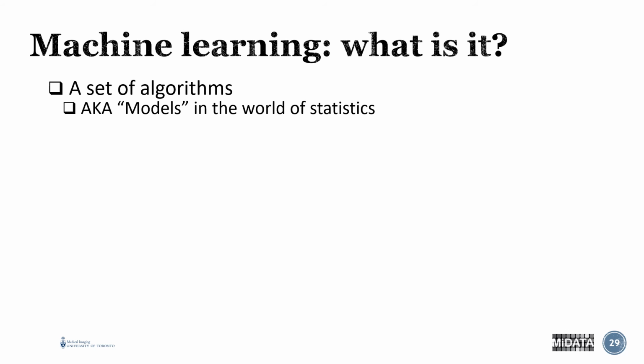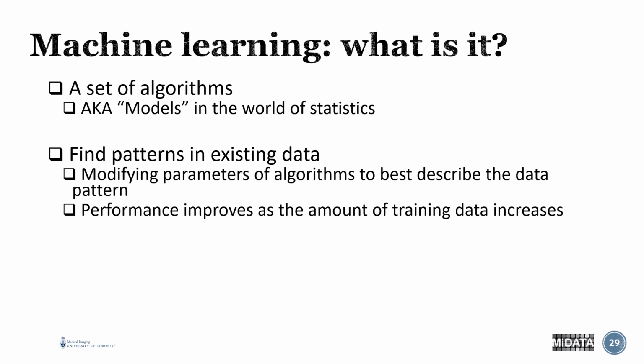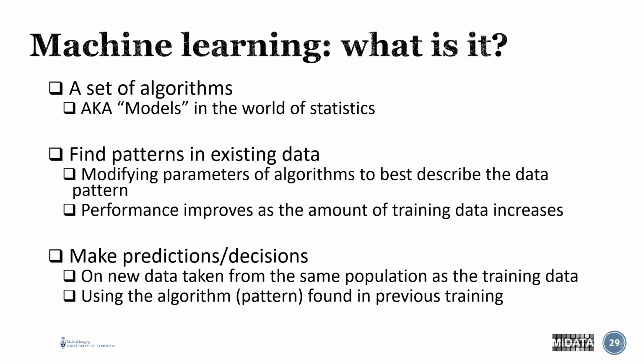So machine learning is essentially a set of algorithms. If you're from the world of statistics, you could call them models. And the goal, the purpose, for example, is to find patterns in existing data. And you modify parameters of these algorithms to best describe the data pattern of interest. And performance improves as the amount of training data increases. I'm sure you all have heard that before.